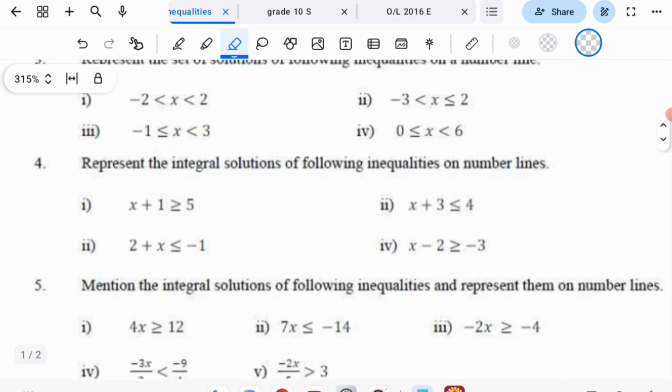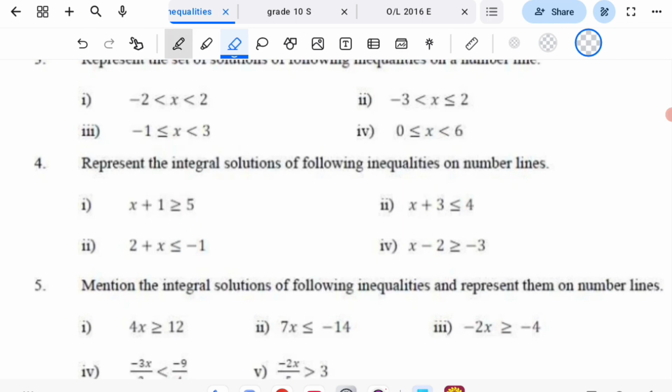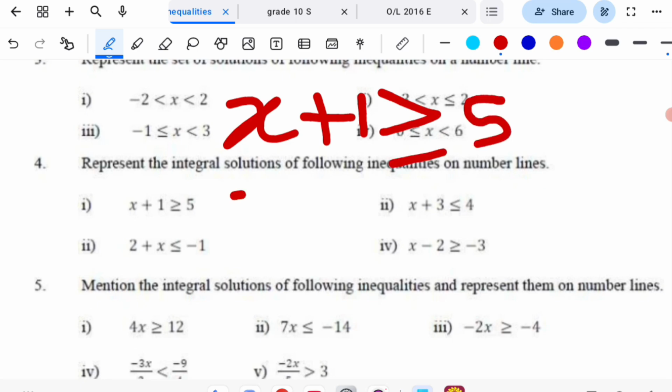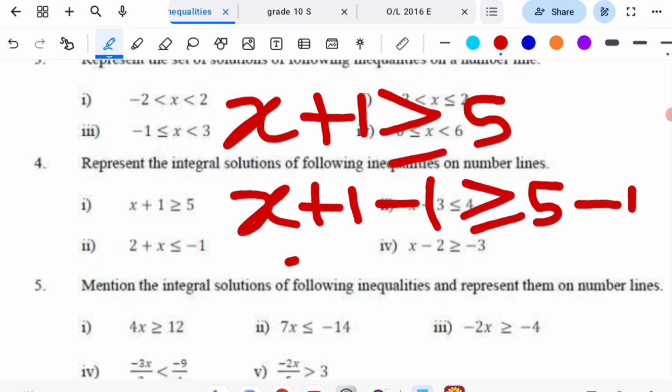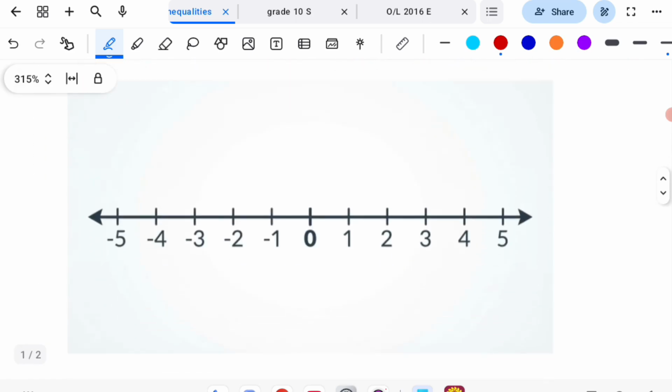Then question number 4, represent the integral solutions. We have to consider integral solutions of following inequalities on a number line. Now, we can solve the first inequality. X plus 1 greater than or equals 5. We have to remove plus 1, therefore we can put minus 1 to both sides. X greater than or equals 5 minus 1, 4. X greater than or equal 4. Therefore, we have to mark 4 and greater than 4 numbers on the number line.